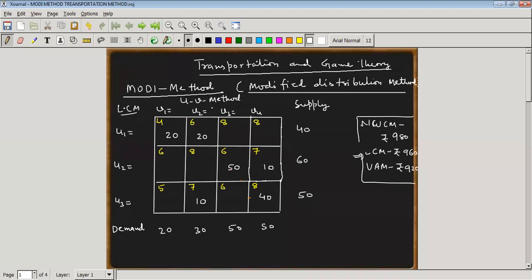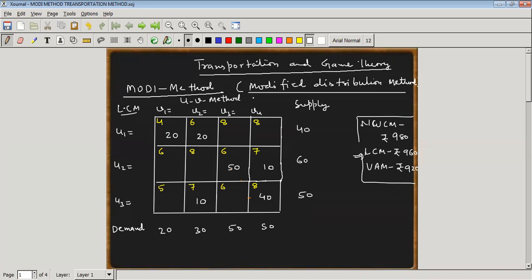Hi everyone, this is a lecture on transportation and game theory. In this lecture, we are going to discuss how to find the optimal solution of a transportation problem. In the previous lecture, we discussed the stepping stone method to find the optimal solution obtained by the northwest corner method, least cost method, or Vogel's approximation method.